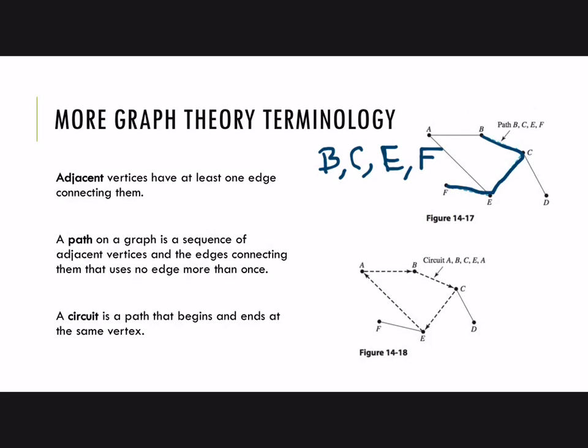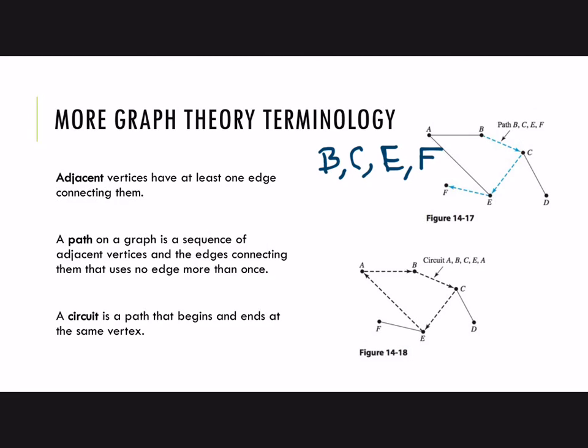Now we can use a vertex more than once in a path. That's okay. If I did a different one here, let's say that my path started at C, and I went to B, and then A, and then E, and then C, and then D. That's okay. That's a path. It crosses through C twice, but I haven't repeated any edges.